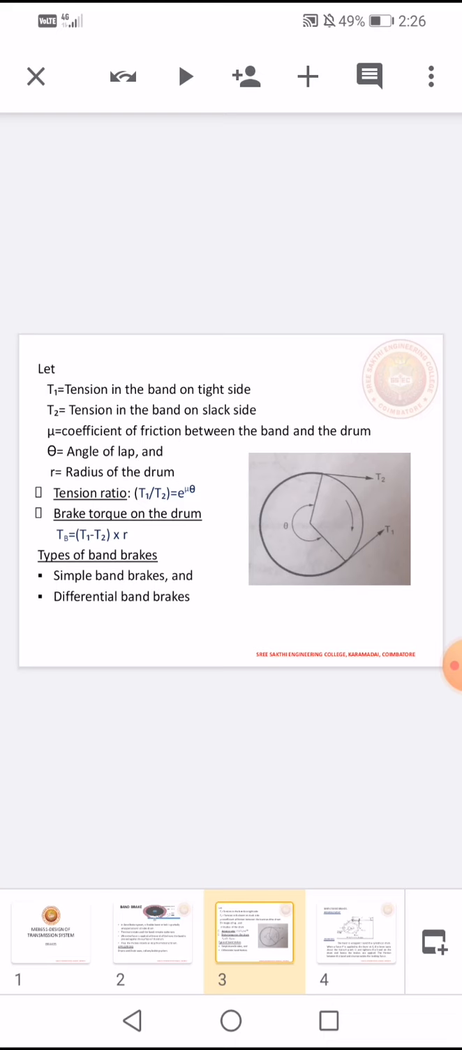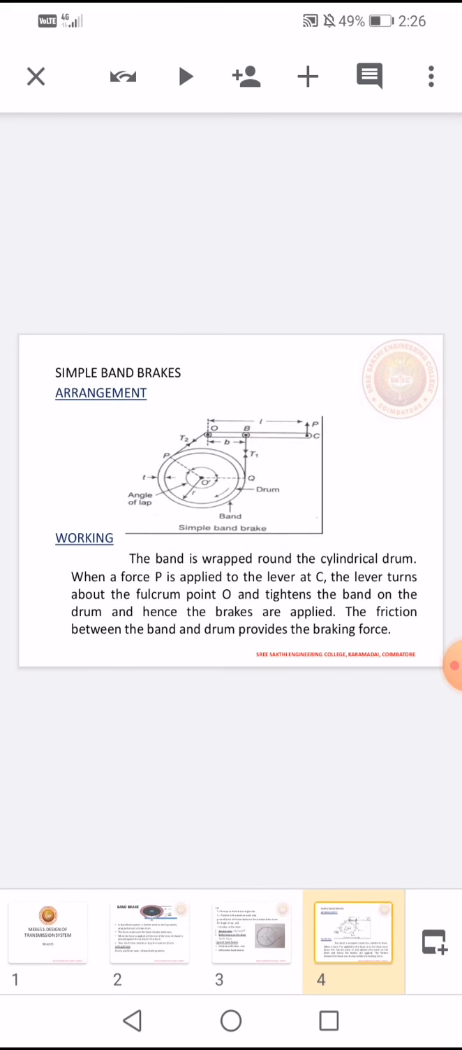Band brake has two types, that is simple band brake and differential band brake. Now we talk about simple band brakes. So this is the arrangement of simple band brakes. It has a lever, fulcrum and band which is wound around the drum. When the force is applied at the free end of the lever, the band is pressed against the surface of the drum. Thus the friction retards or stops the motion of the drum. So this is the working of simple band brakes.